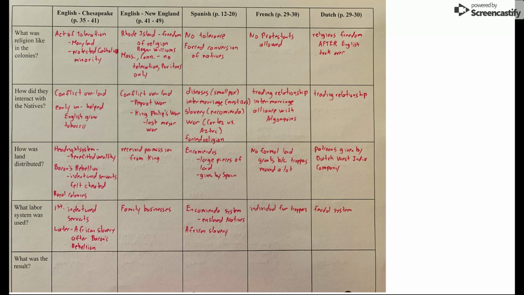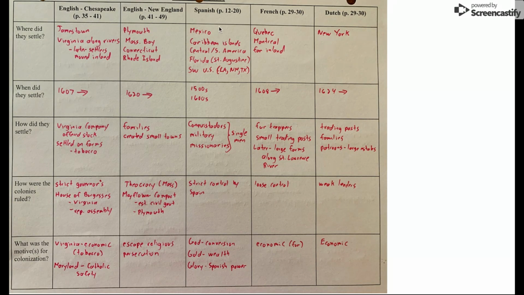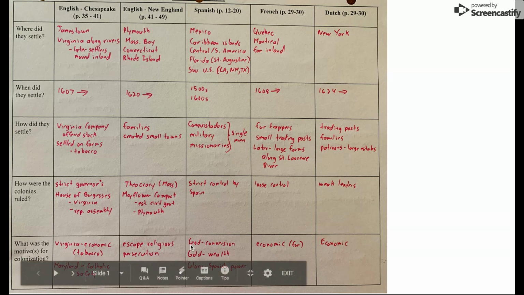Okay, let's go back to the front side. I'm going to go through the Spanish here a little bit. We talked about them a little bit in class, but you can kind of see where they settled. They settled with conquistadors, the military, the missionaries, all single men, which kind of results in that intermarriage and the creation of the mestizo class, as we talked about before. In terms of their motivation for colonizing, you have God, gold, and glory. You can kind of see at the bottom there.